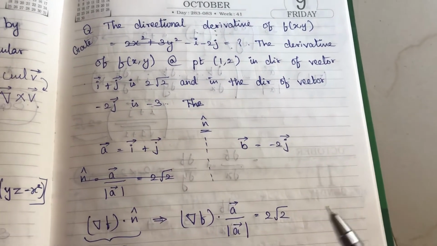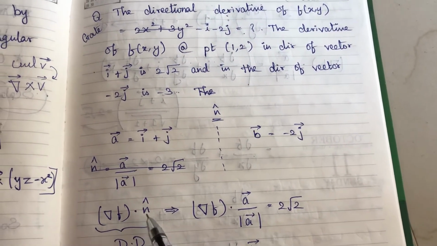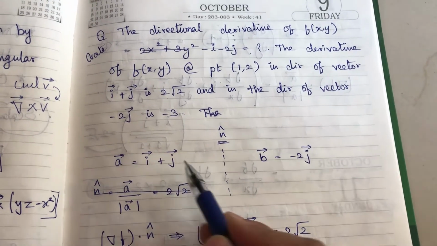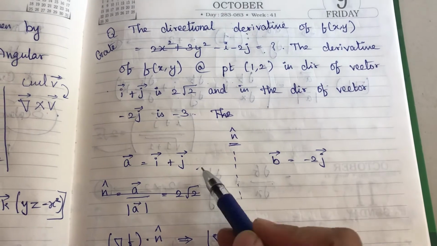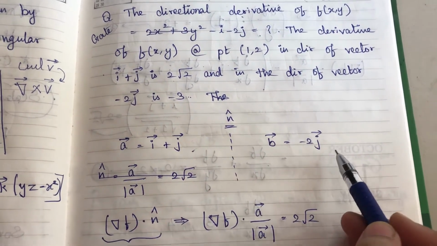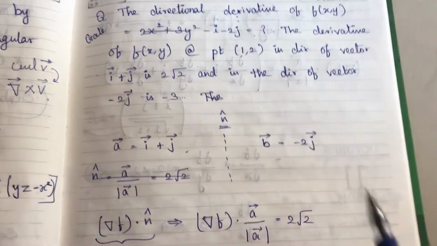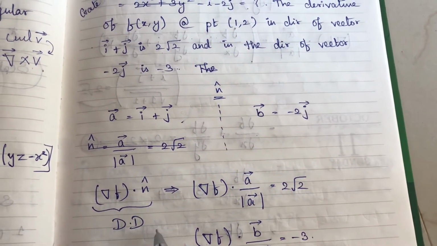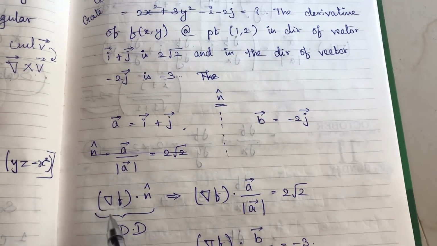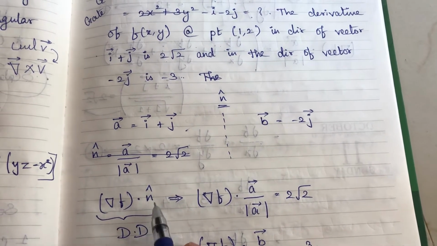What is DD? DD is nothing but del f dot n cap, right? So I just wrote two vectors here. This one is the a vector and this one is the b vector. So it is under n cap. Okay, so what is DD here? The directional derivative is nothing but del of the f function dot n cap, right?